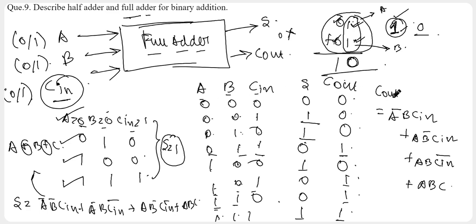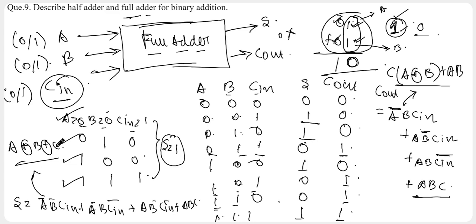The pattern we have observed in the sum is that either one of the bits is 1 or all the bits are 1. And in this case, the pattern is quite the opposite, that either one of the bits is inverted, which is A bar here, in this case B bar, here in this case C bar, or all the bits are 1. So if we simplify this, we will get C into A XOR B plus AB. So this is our expression of carry, and this is our expression of sum.